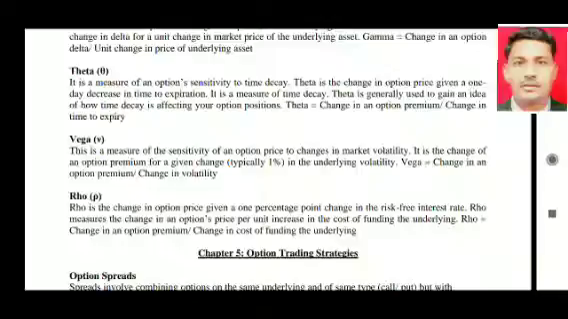Rho is the change in option price given a 1 percentage point change in the risk-free interest rate. Rho measures the change in option price per unit increase in cost of funding the underlying. Rho is equal to change in an option premium divided by change in cost of funding the underlying.